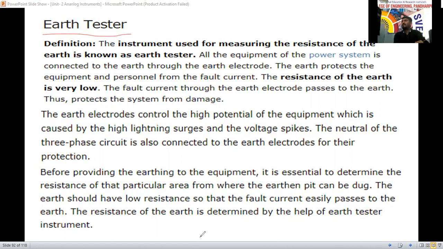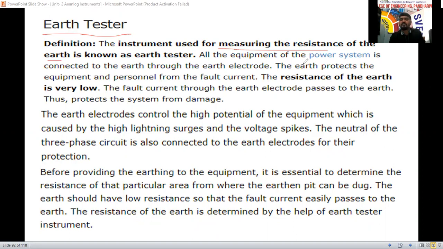So the earth tester is nothing but the measurement of ground resistance, the earth resistance. The device which is going to measure the resistance of the earth is known as the earth tester. The instrument used for measuring the resistance of the earth, or earth resistance.